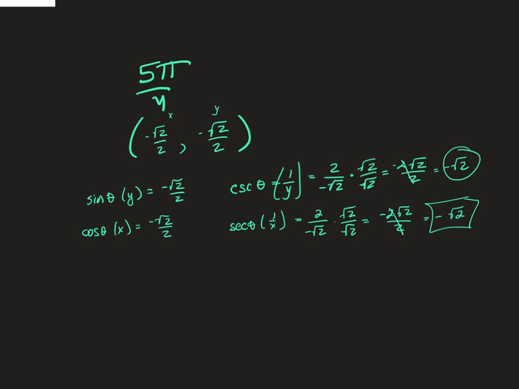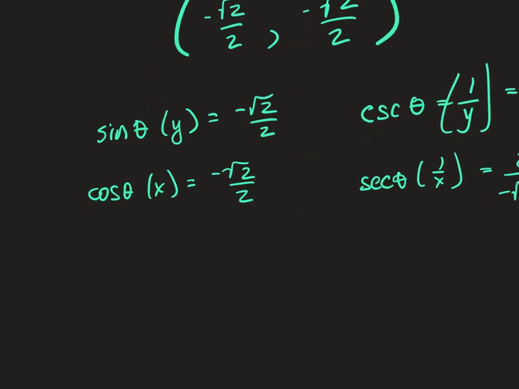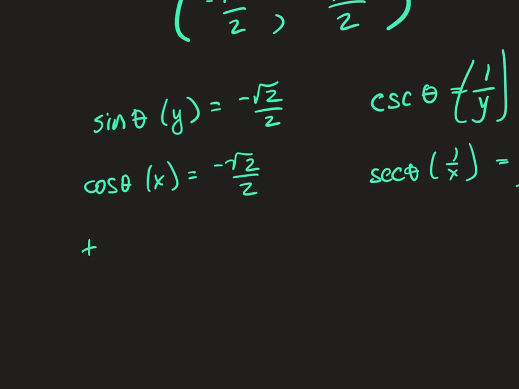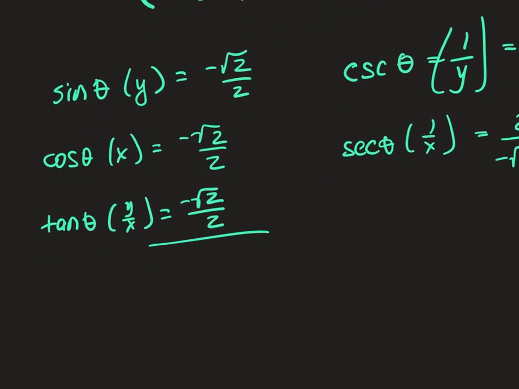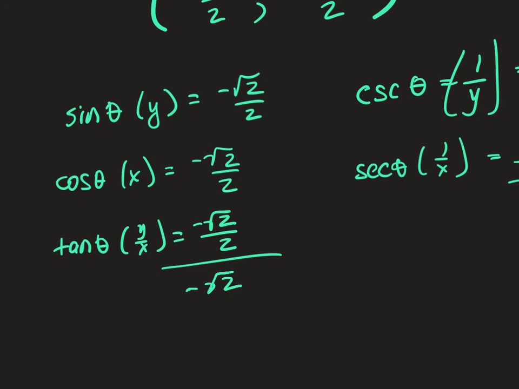Can anybody tell me what the tangent is? Why is it 1? Because you're dividing by itself. Look, tangent of theta is y over x. What's the y value? Negative root 2 over 2, divided by the x value, negative root 2 over 2.